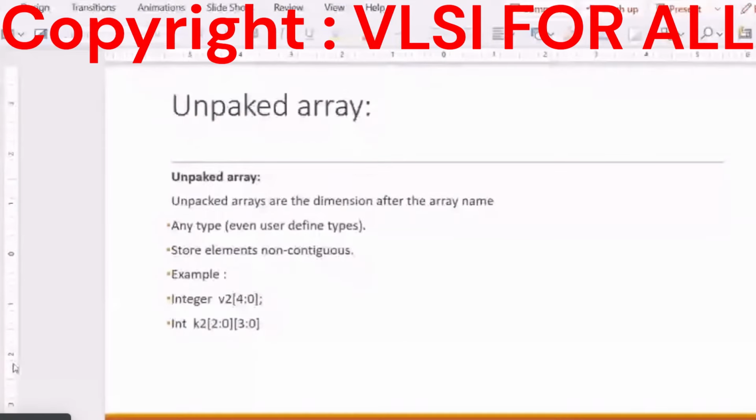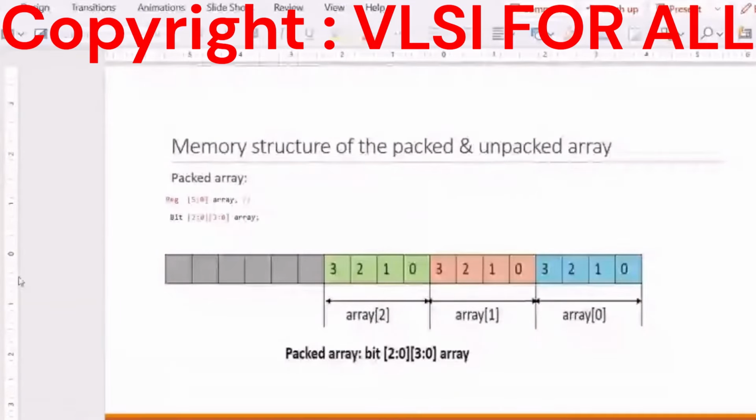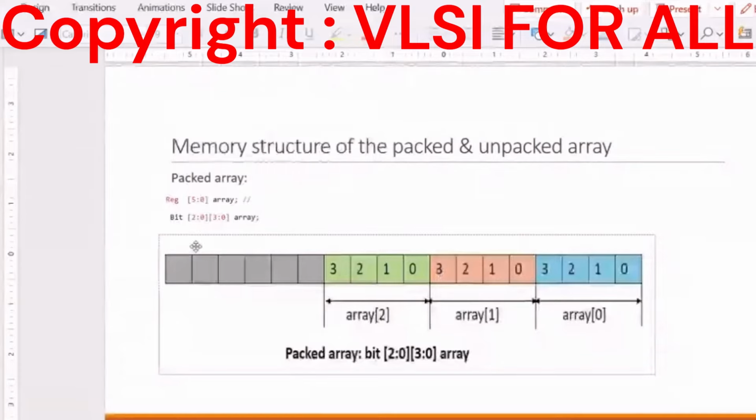Coming to memory declaration. This is the memory declaration for the packed array. Here, reg 5 down to 0 you can give. This is single dimension, right? You can take 5 values in one array. But coming to 2-dimensional, here you have given 2 down to 0 bit. You can store the bit here.